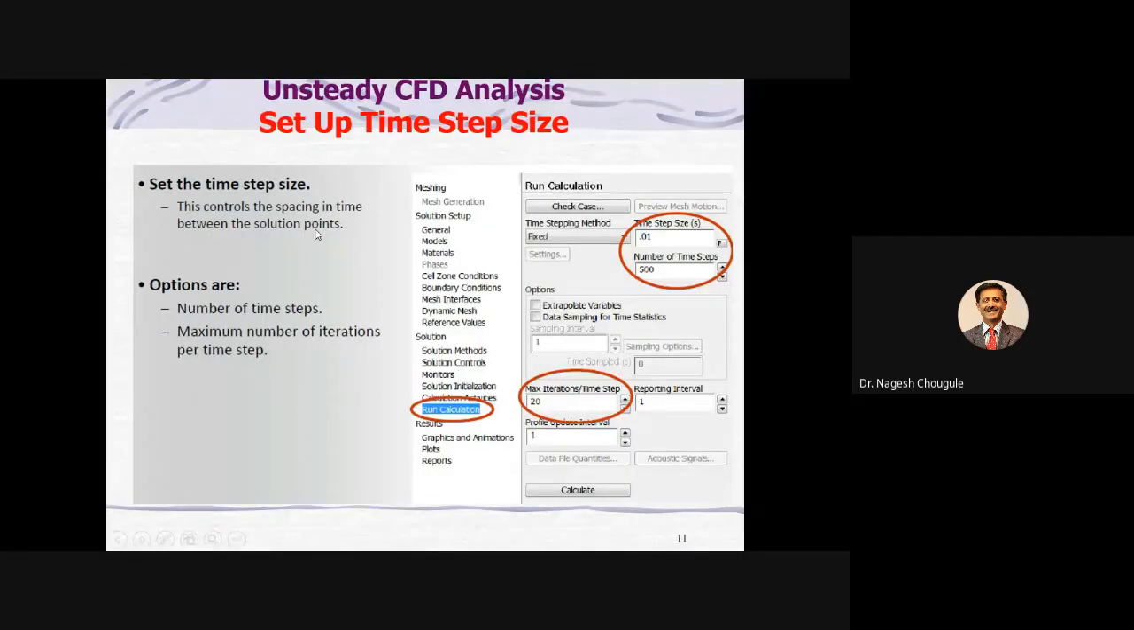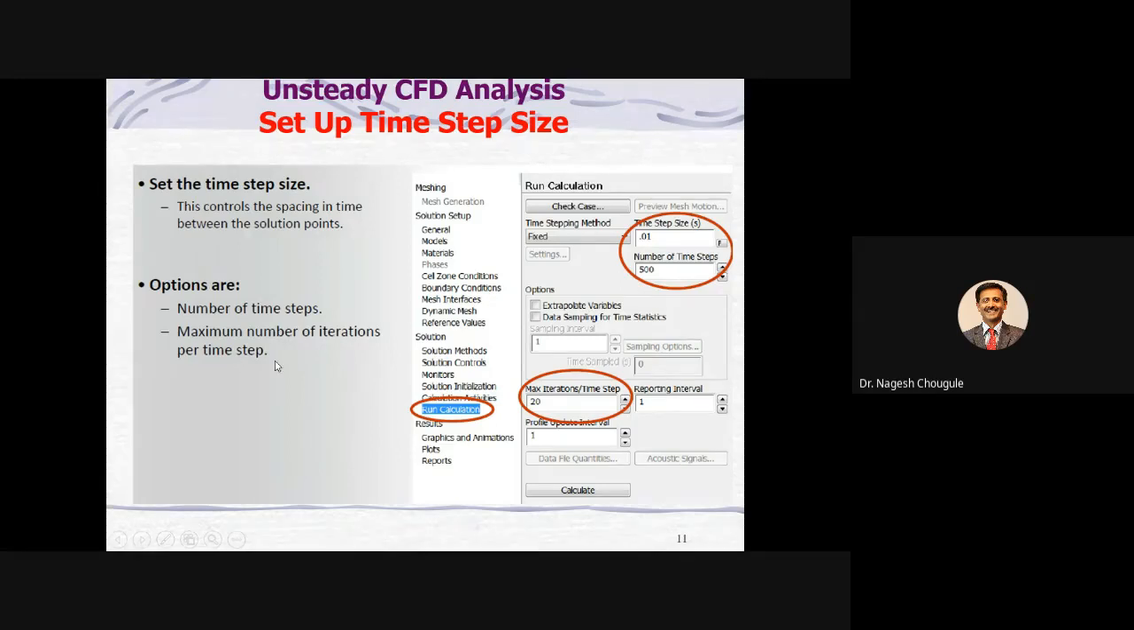Then you have to select the time step size. Normally, the step size we define is 0.01, and the number of steps is, suppose, 500. In each step, we also define how many iterations are to be calculated. So the options available for transient analysis are the number of time steps and the maximum number of iterations per time step.